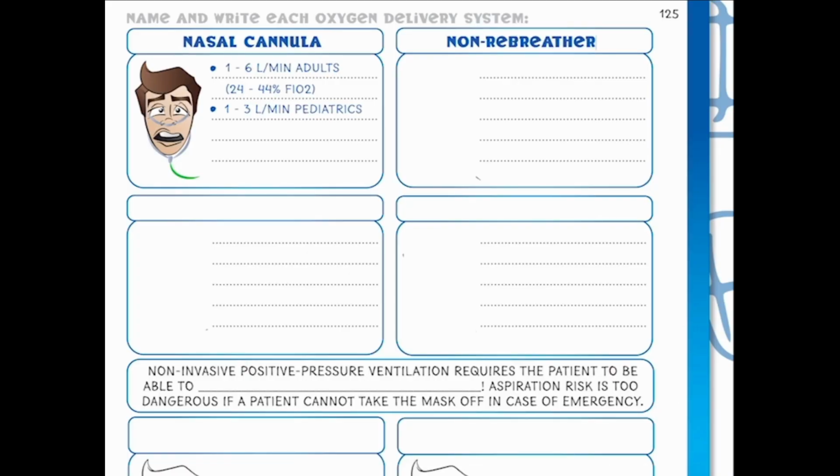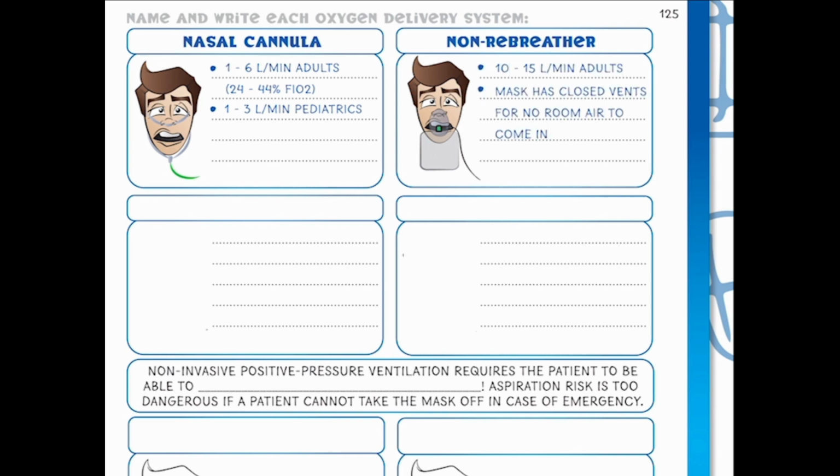Next, we have our non-rebreather mask. This is utilized for patients that need a higher concentration of oxygen. It delivers an FiO2 of 60 to 100% at a flow rate of 10 to 15 liters per minute. This non-rebreather mask is made with a reservoir bag, and we can see this bag right here. There's also a one-way valve that prevents exhaled air from re-entering this bag. This allows our patients to breathe almost 100% pure oxygen and not their own carbon dioxide.